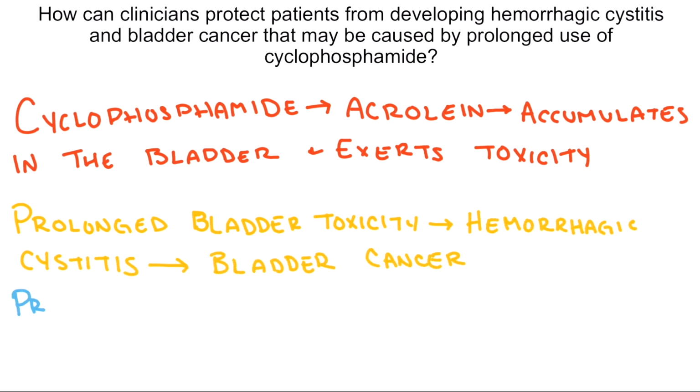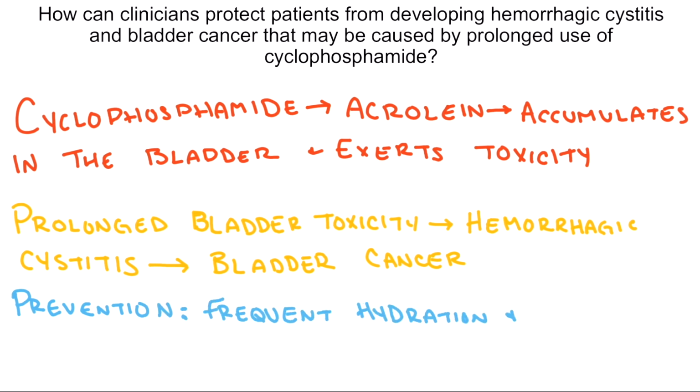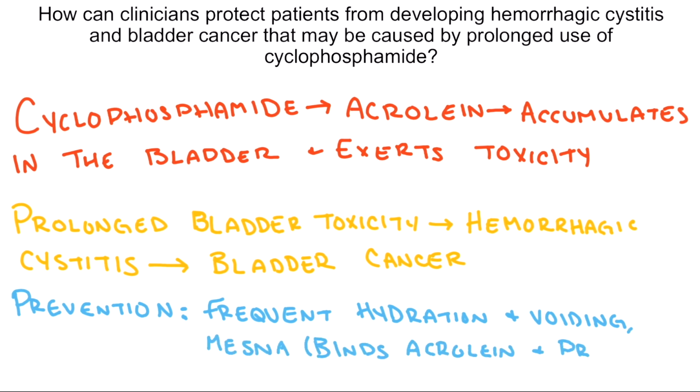So to prevent this, clinicians should undertake measures to flush acrolein out of the patient's bladder. This can be accomplished via frequent hydration and voiding, the natural way the body gets rid of things. But you can also use a compound called mesna, and that will bind acrolein and promote its urinary excretion. So in sum, clinicians should always consider these measures whenever prescribing cyclophosphamide to treat cancer.